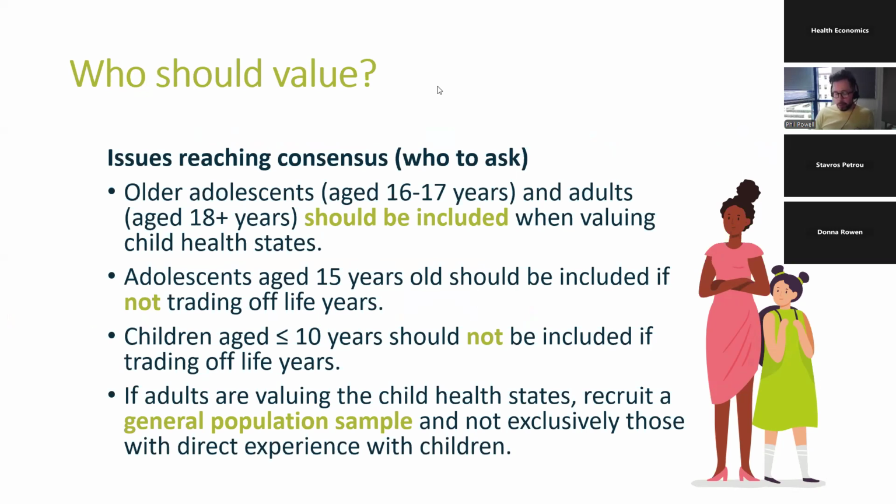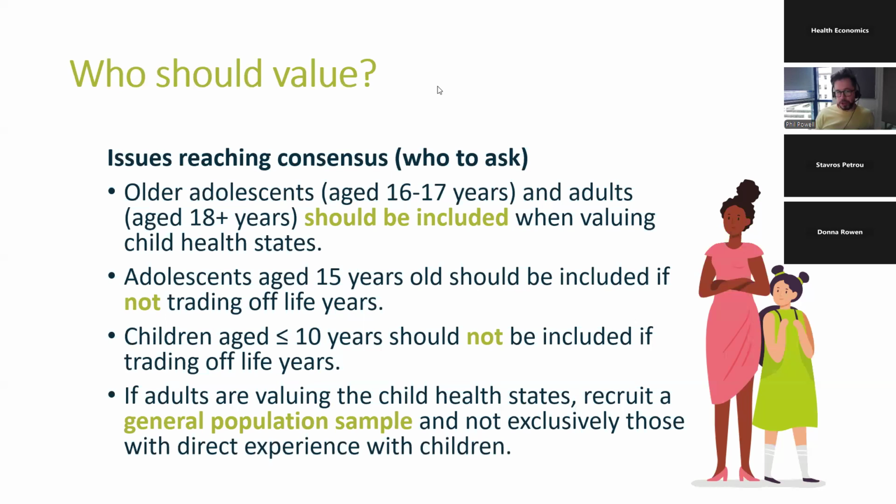But there was consensus, so over 75% of Delphi panelists agreed that older adolescents, so this was children aged 16 to 17, and adults aged 18 plus, so that's involving both of them, should be included in a sample valuing child health states aged 8 to 17. There was also agreement over 75% that adolescents aged 15 years old and over could be included if the exercise did not involve trading off life years. So, for example, if it was a DCE that did not involve duration, and then the anchoring was achieved in some other way, the expert sample thought that it was probably okay to go to children as young as 15.